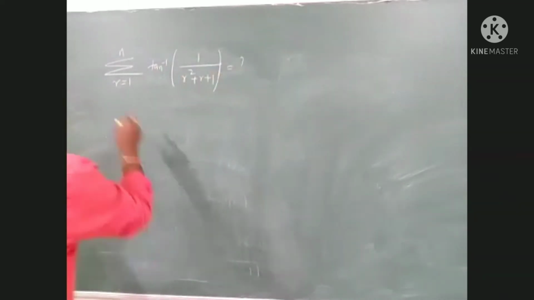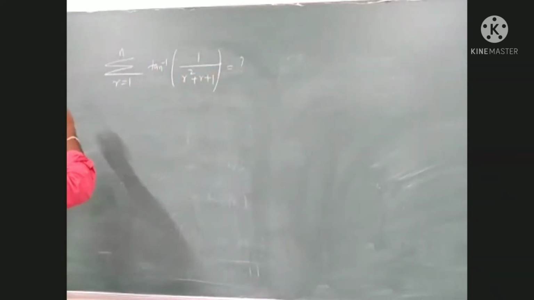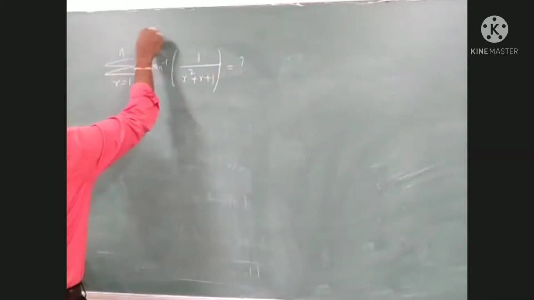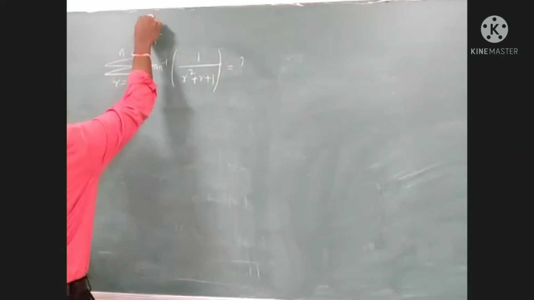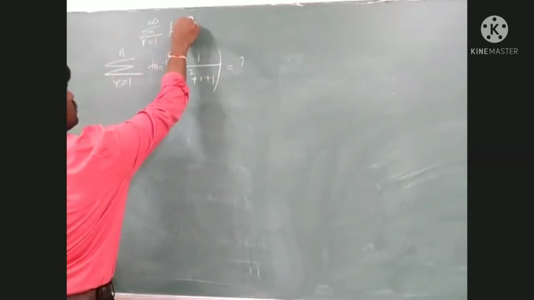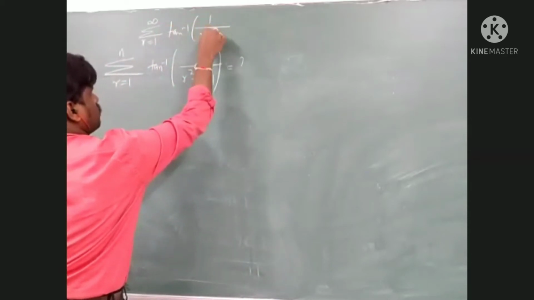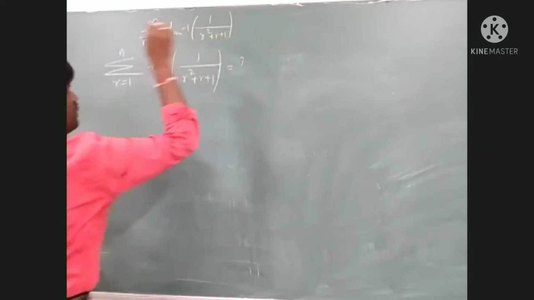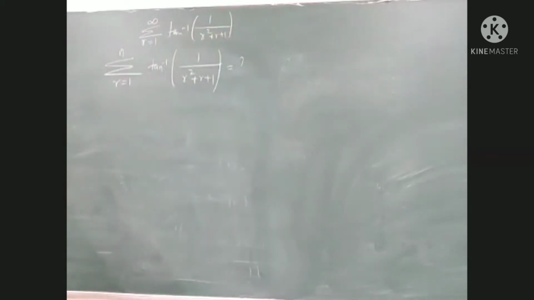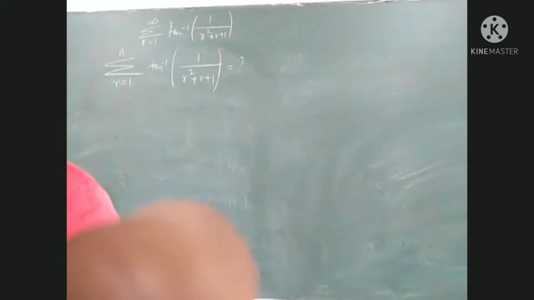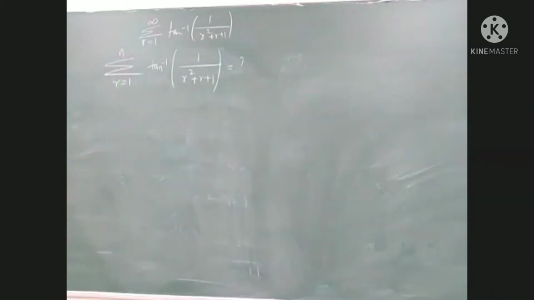Sometimes the question may have infinity as the upper limit also. I will explain both. That means sigma r is equal to 1 to infinity of tan inverse 1 upon (r square plus r plus 1). How to find this? Please note this. Now I am going to explain it.